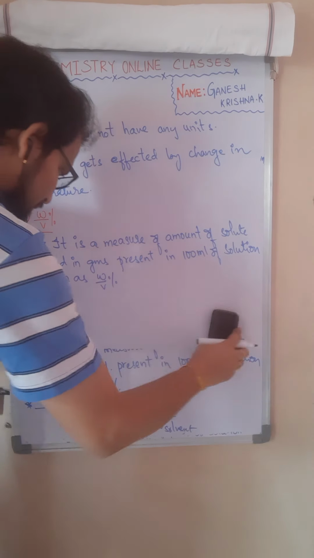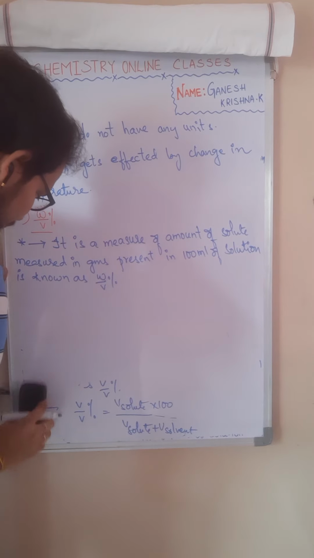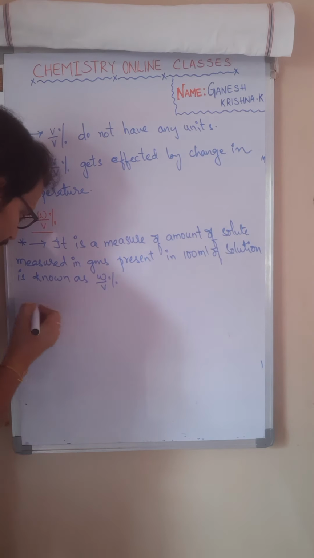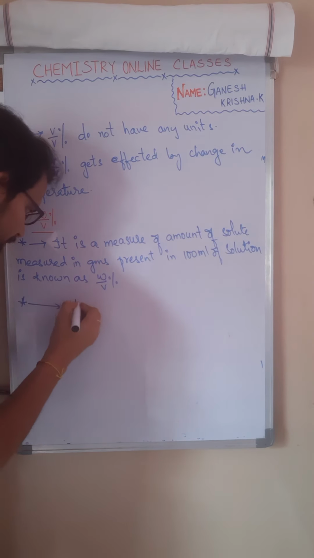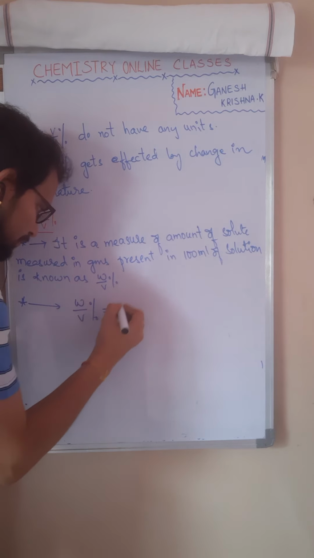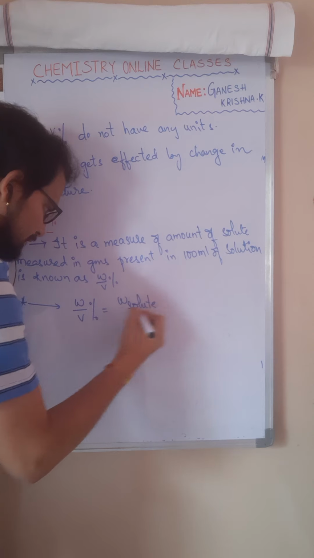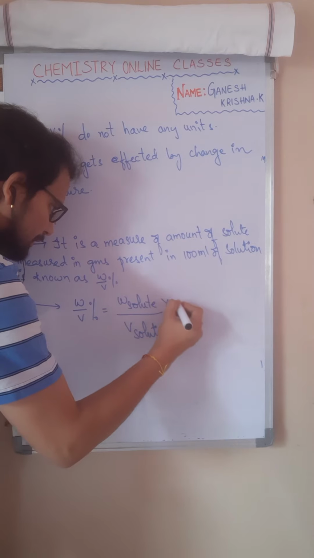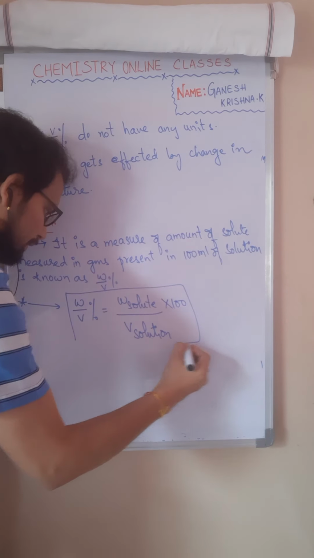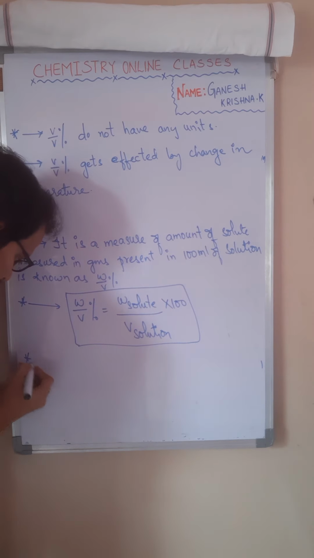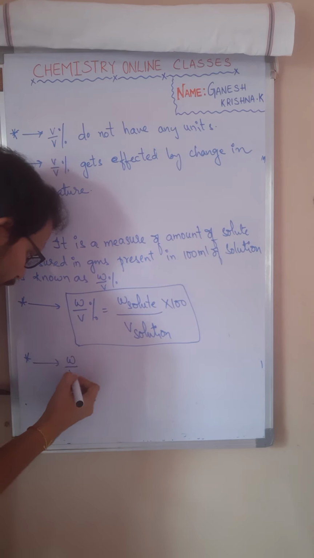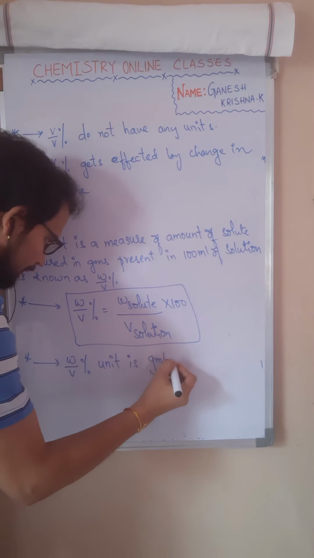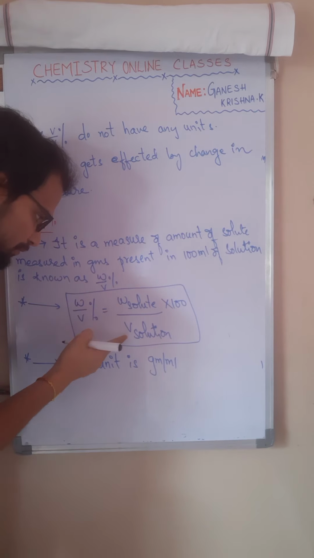Okay, right. And what is the mathematical expression used to find out this weight by volume percentage? Let me show you that. Here, the mathematical expression that can be used to find out the weight by volume percentage is: weight by volume percentage is equal to weight of solute, which is measured in grams, by volume of a solution, which is given in ml, multiplied with 100. Now, what is the unit of this concentration? The weight by volume percentage unit is gram per milliliter. Solute is measured in gram, solution volume is measured in ml.